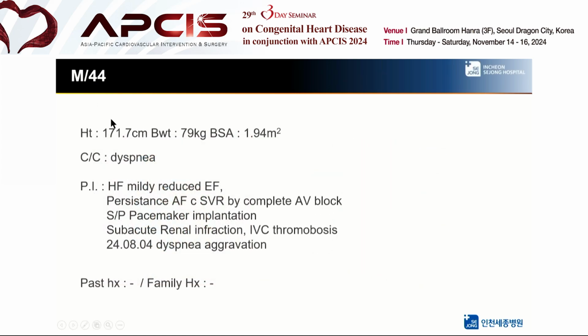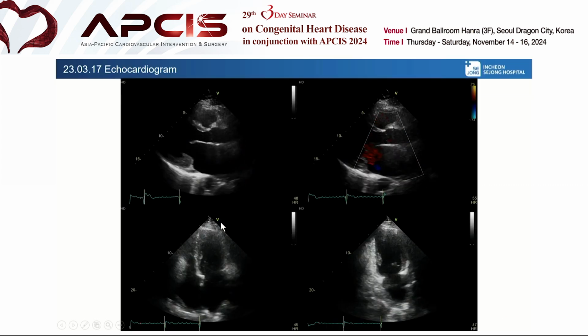Male, 44 years old, his body status is good, and recurrent dyspnea. Initially, he was not my patient, he was another doctor's patient, and initially he was diagnosed with mildly reduced EF and persistent AF with slow ventricular rhythm. So EP inserted a pacemaker instead of ICD, and after that he had a subacute renal infarction and IV thrombosis and dyspnea aggravation. So he was transferred to me for advanced heart failure management.